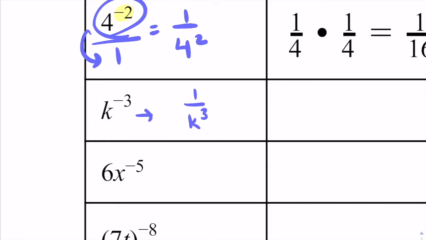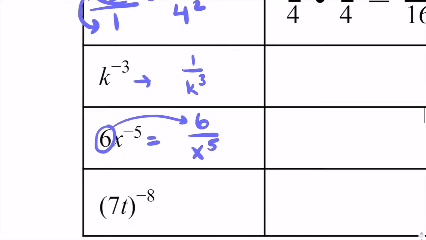I have 6x to the negative 5th, right? So this is why parentheses are so important. So my negative 5, is that to my x only, or is it to both the 6 and the x? It's only to my x. So the only negative exponent I have is x to the negative 5th. My 6 is actually positive. So I have 6 over x to the 5th. Because my 6 is already positive, so I just want to leave that up on top.